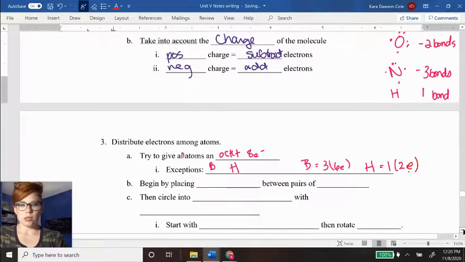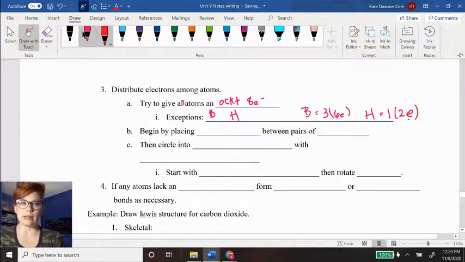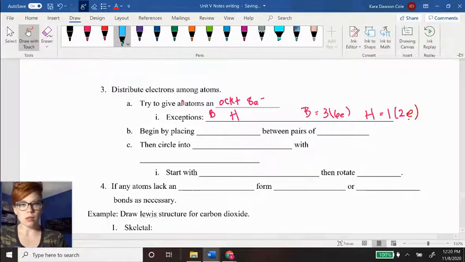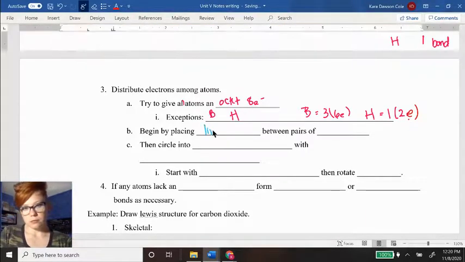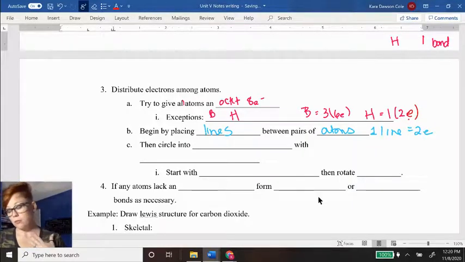So what you're going to do is begin by placing lines. And I like doing lines between the atoms just because that would be considered a bond between pairs of atoms. So start by doing one line. Now, one line is equal to 2 electrons.